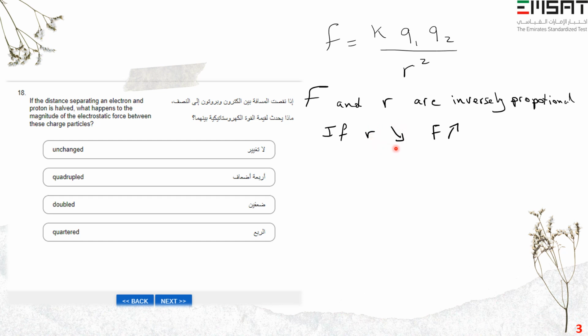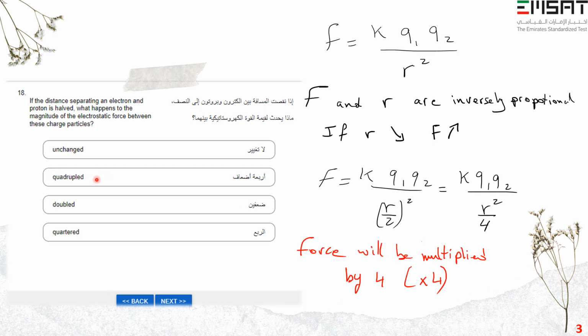According to the given, R is reduced to half, it's divided by 2. Because F and R are inversely proportional, F will increase, because F is up in the equation but R is down. So if R decreases, F will increase. But notice here we have a square. So anything divided by 2 is transformed to divided by 4 because of the square. So if R is divided by 4, then F will be multiplied by 4. So quadrupled, meaning multiplied by 4, is the correct answer. Force will be multiplied by 4.